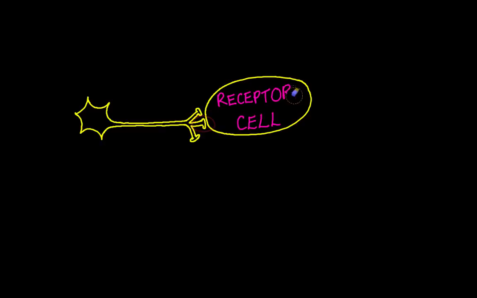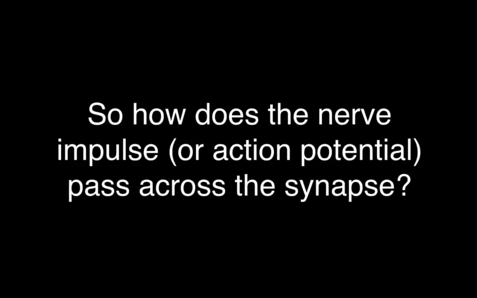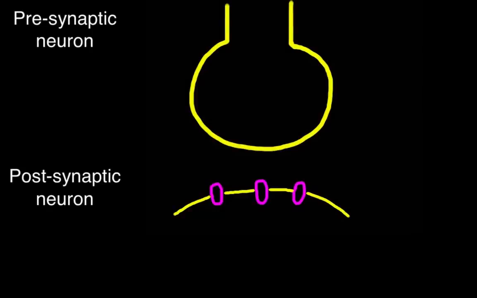You can also find a synapse between a neuron and either a receptor cell or an effector cell. An example of a receptor cell might be, say, a skin cell that receives information, for example, about temperature or pressure. An example of an effector cell might be, say, a muscle cell, where there would be an effect produced, such as movement. So how does the nerve impulse or action potential pass across the synapse? Let's look at the synapse.